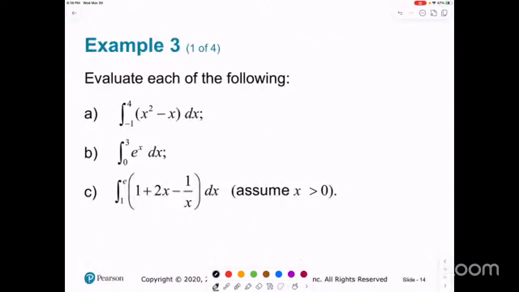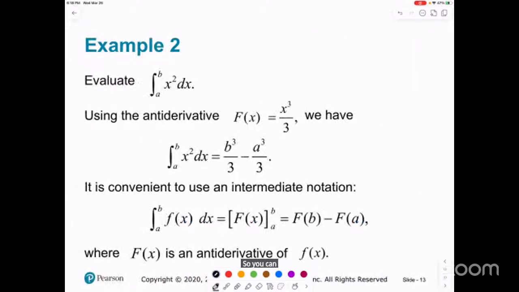Okay. Let me see, back up. So you can see the result in the center of the screen. I got the same thing as us. Okay.